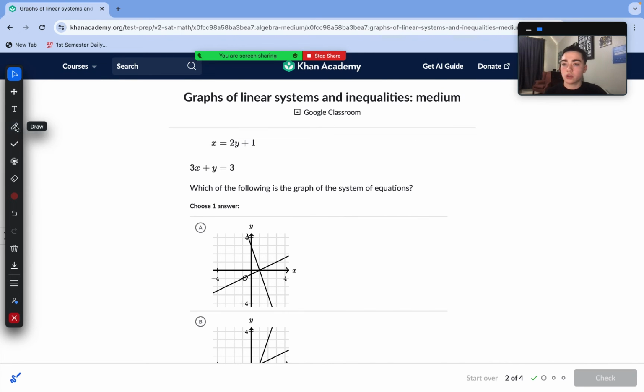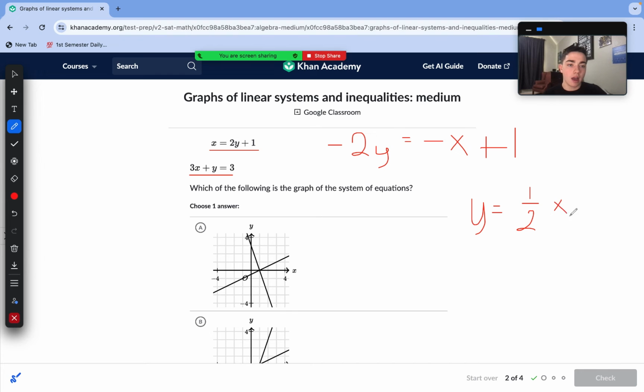Moving on to our next question here, which of the following is a graph of the systems of equations. We need to get both of these equations into y equals mx plus b format. It's just the one that I'm most comfortable with using. So for our first equation, to get into y equals mx plus b format, we're first going to move our x and our y over. Then we're going to isolate our y. So the first equation is y equals 1/2 x minus 1/2.